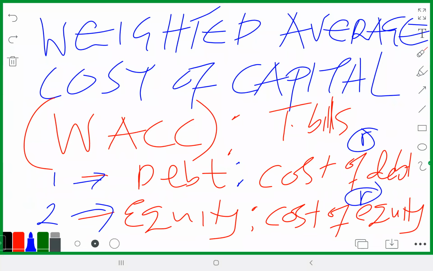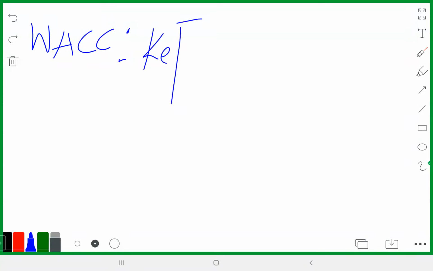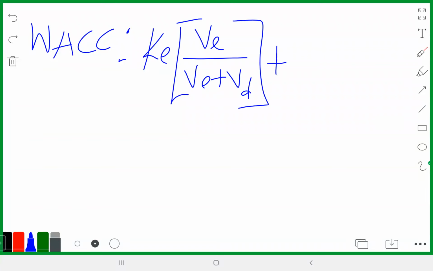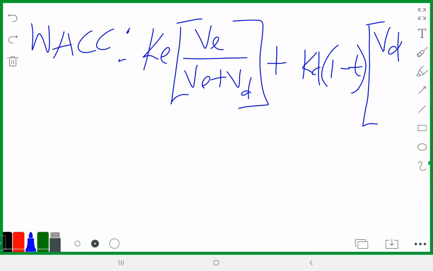Okay, so the formula is given as follows. WACC, which is the weighted average cost of capital, is equal to the cost of equity multiplied by the value of equity divided by the value of equity plus the value of debt, close, plus the cost of debt before tax, times (1 minus tax), close that, multiplied by the value of debt over the sum of the value of equity plus the value of debt. Okay? So this is what is actually there.